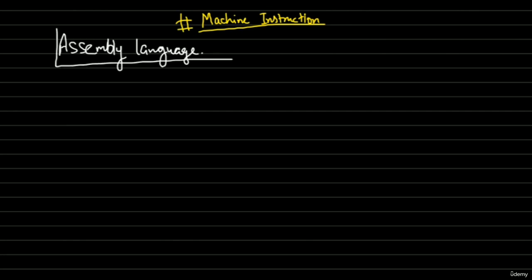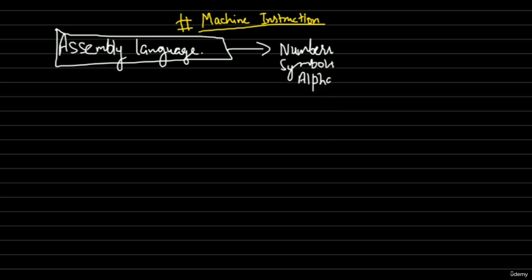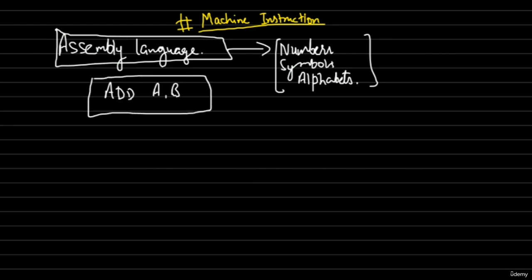Well, what is the assembly language? This is the intermediate coding language that includes numbers and symbols and alphabets, you can say. That's all it is. Like you can write ADD A, B, so it can be understood that we are adding A and B. Now this is how assembly language programming actually works. That's how we are writing it.